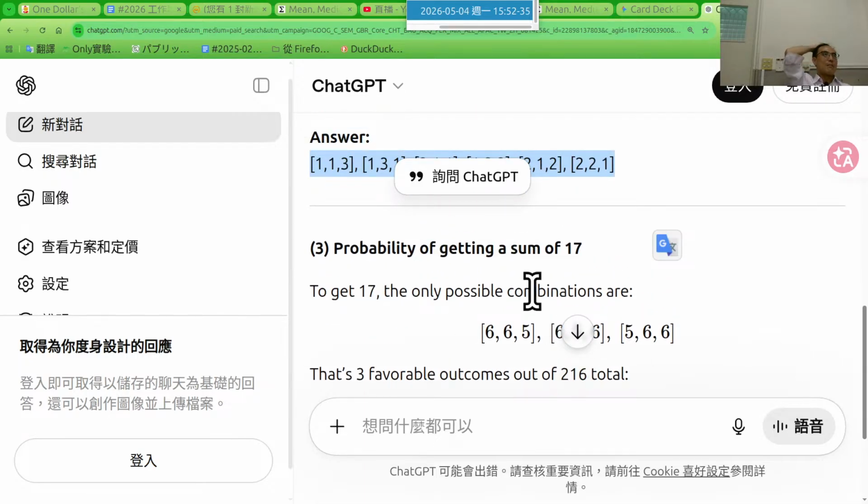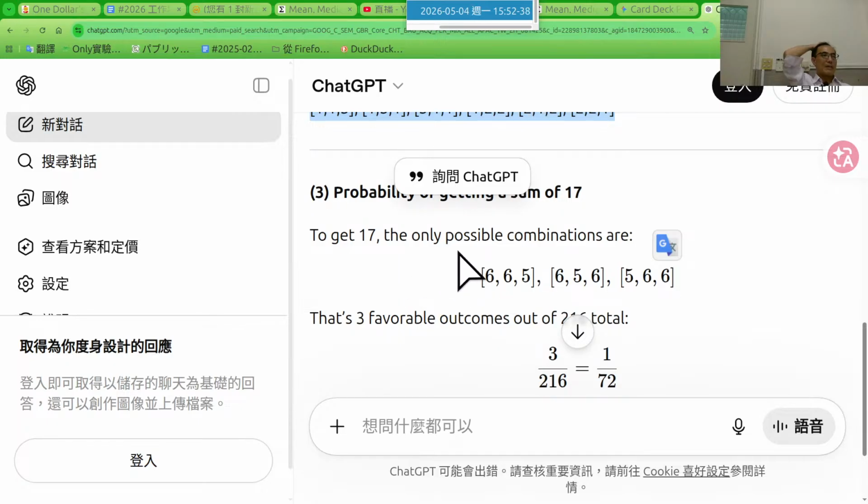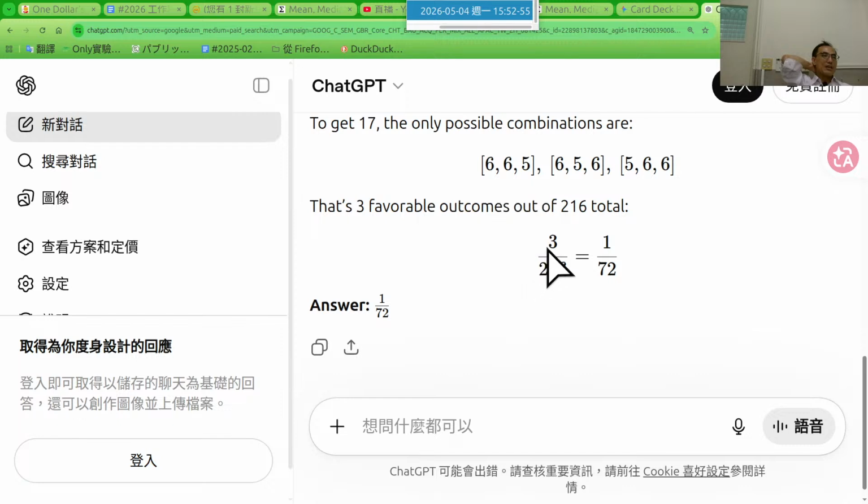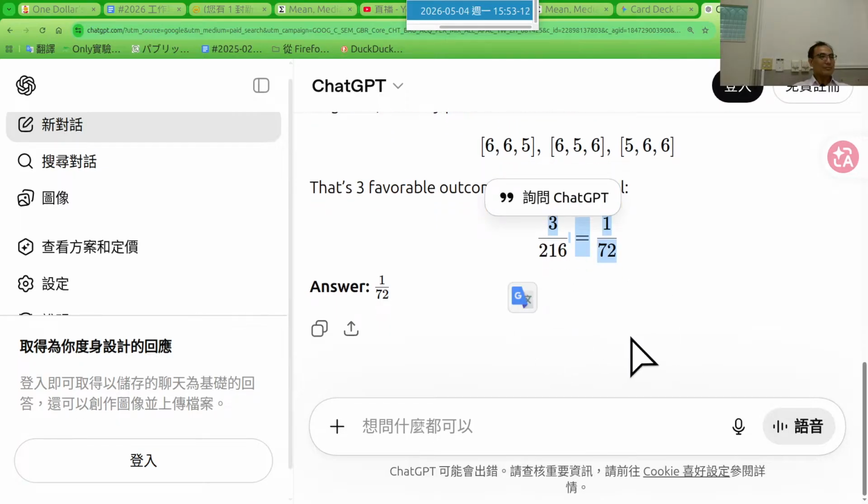And the next question: probability of getting a sum of 17. To get 17, the only possible combinations are 6, 6, 5; 6, 5, 6; 5, 6, 6. Thus, there are 3 favorable outcomes out of 216. In total, the answer is 3/216. Sure, you can cancel it by 3 and get 1/72. Sorry, I am always confused about how to read this number. Okay, 1/72. Give me 1 minute, then we can move to the next question.